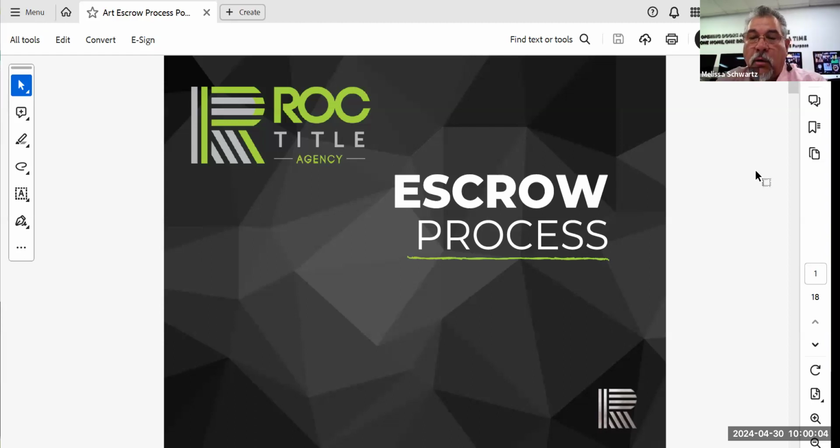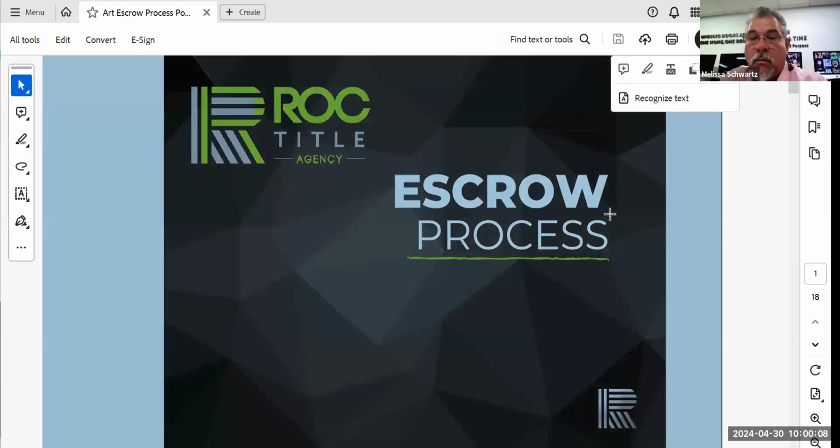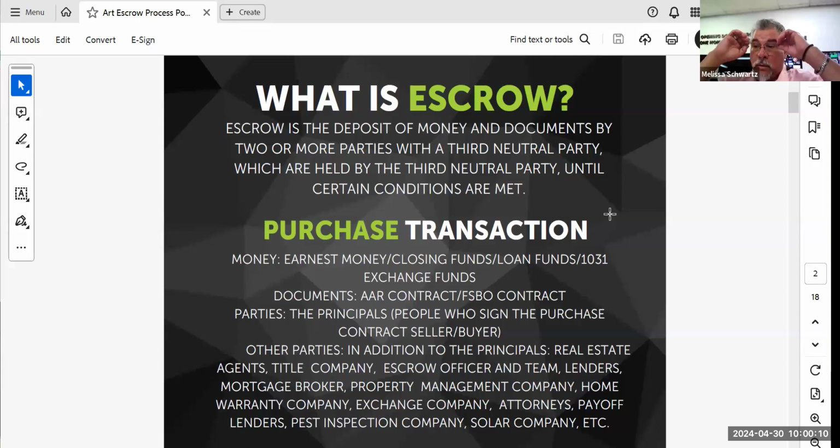The first thing we're going to go over is, what is an escrow? Escrow is a deposit of money and documents by two or more parties, which would be a listing agent and the selling agent, with a third neutral party, which would be us, the title company, where we hold the deposit until certain conditions are met. We will hold earnest money. We'll do a search of the public record for title insurance and so on.